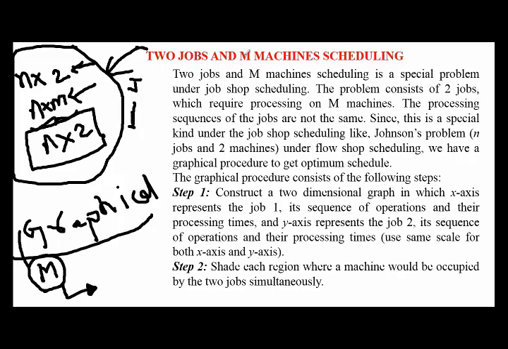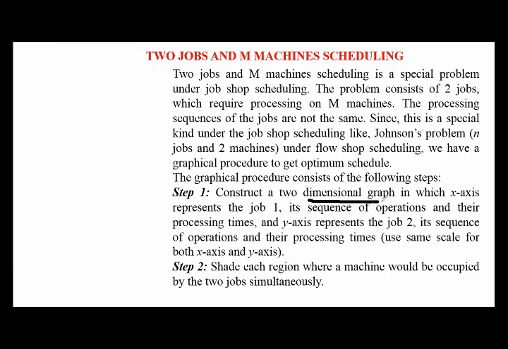Coming to that discussion, the first step itself is that we are going to construct a two-dimensional graph in which the x-axis represents the job 1 sequence and the y-axis represents the job 2 sequence, and their processing times. Use the same scale for both x and y axis. Then after constructing it, we are going to shade each region where a machine would be occupied by the two jobs simultaneously.